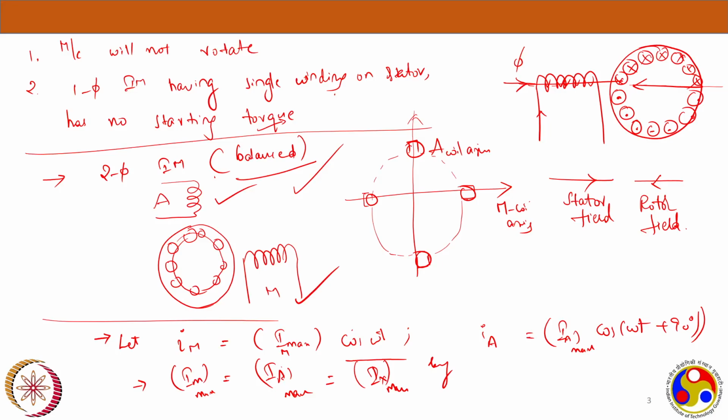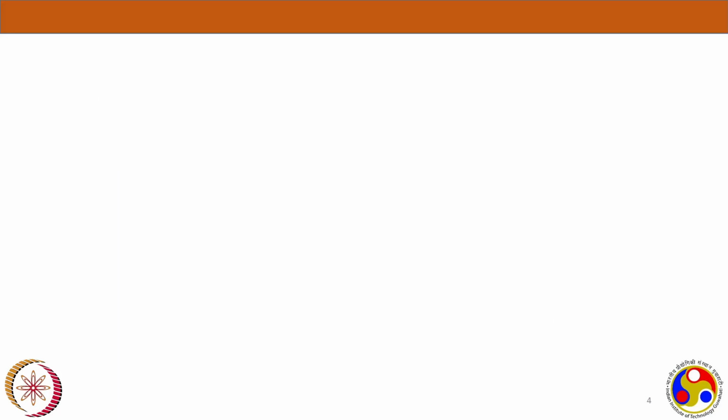Now tell me, there are two windings. Let me just draw here. We have two windings here, and this is your main winding, this is your auxiliary winding, and I'm flowing two kinds of currents through it. Both are sinusoidal.